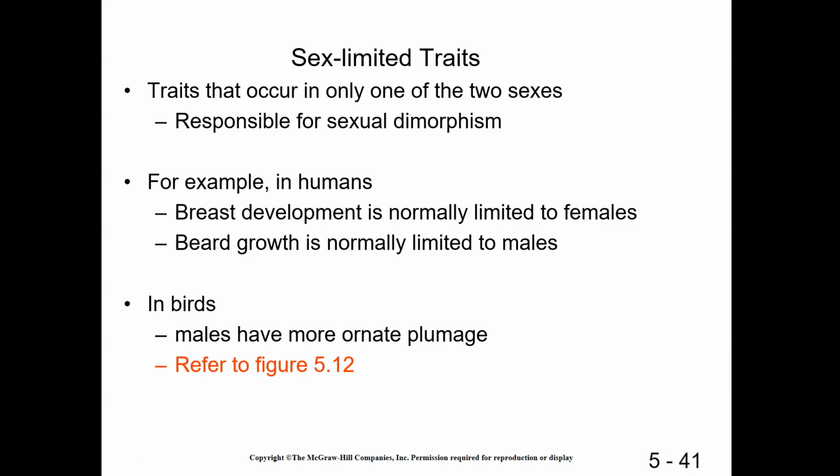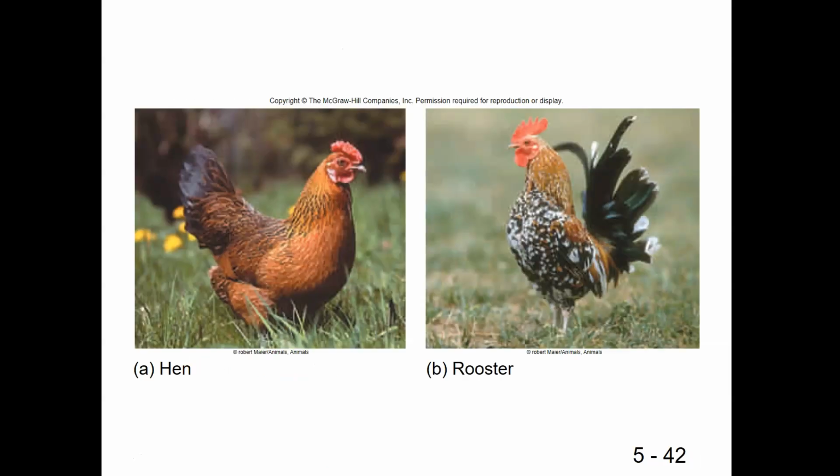In birds, let's remove ourselves from humans now. I mean, we are talking about sexual dimorphism, the secondary sexual characteristics that are prevalent in males versus females. Let's look at birds. Males have typically more ornate plumage than females. So here's a hen and here's a rooster. They look nice, right? Ornate plumage. The males have a fluffier tail. They have a large comb on top of their head. They have this little wattle down here, right? Males are more brightly colored than females.